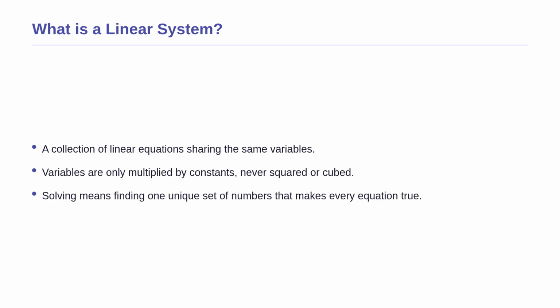Why does the word linear matter? A linear system is simply a collection of equations that share the exact same set of unknown variables. The word linear guarantees that our variables are well behaved. They are only ever multiplied by a constant number. You will never see a variable squared, cubed, or multiplied by another variable.